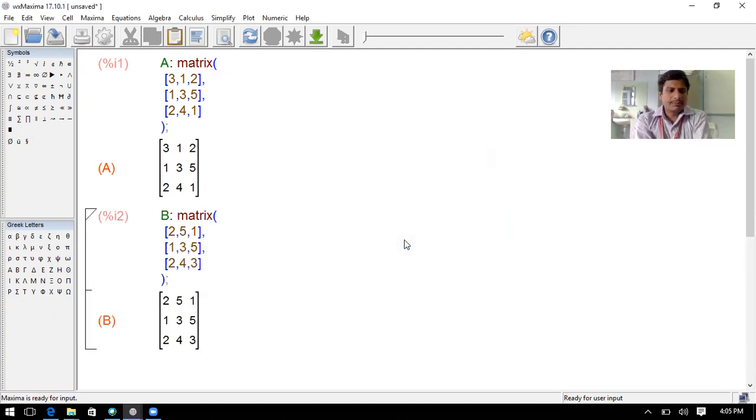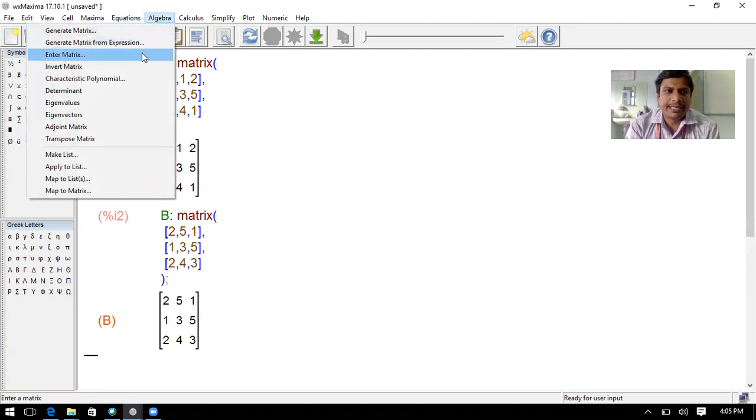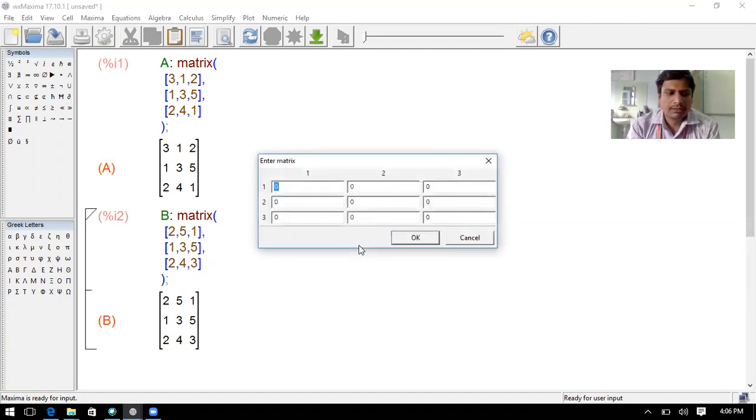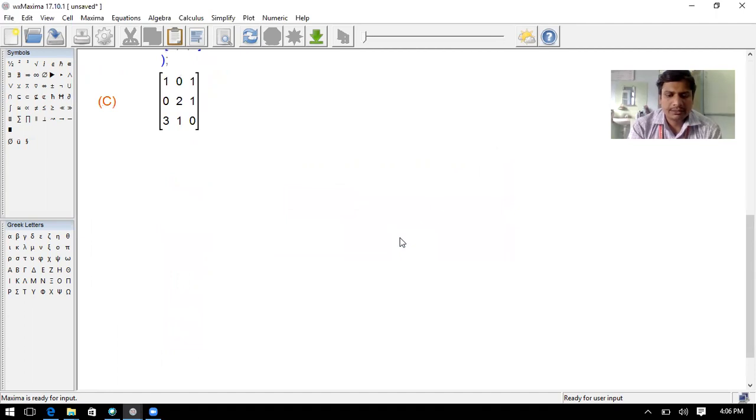Next, that is the C matrix. Go to Algebra. Then enter a matrix, also 3 rows, 3 columns. The matrix name is C. Then OK. The elements are 1, 0, 1, with tab between. Then the next row 0, 2, 1. Next 3, 1, 0. This is the C matrix. A matrix is over, B matrix is over, and C matrix is over.